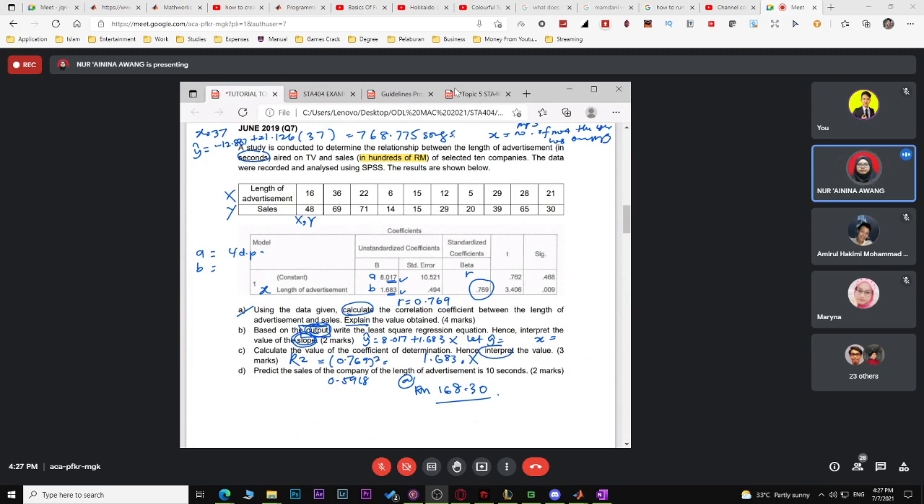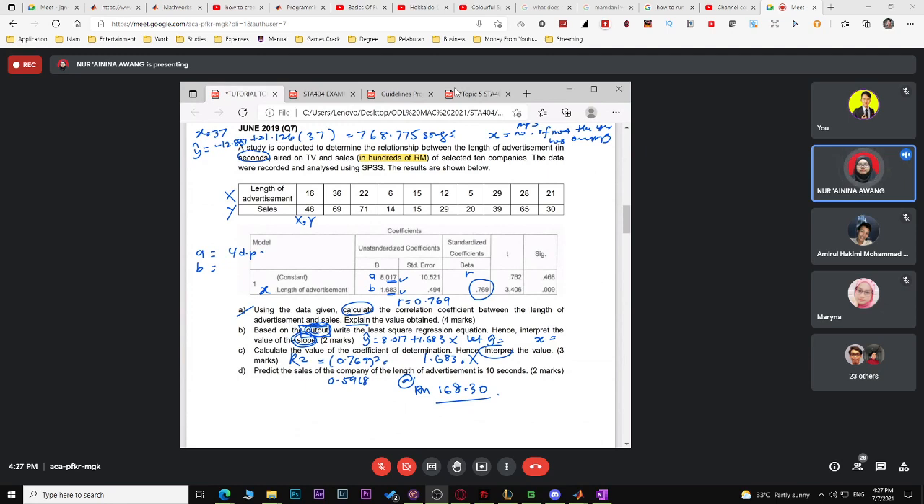So kita kata 59.18% of the total variation in sales, your Y, is explained by the variation in the length of advertisement air on the TV, and then while 40.82% is explained by other variables. Okay, you interpret macam biasa je.